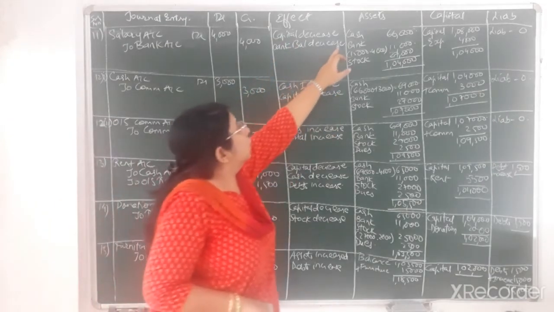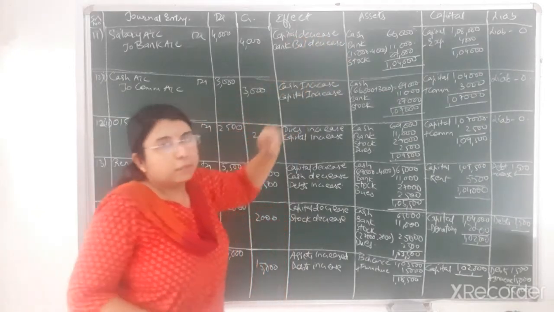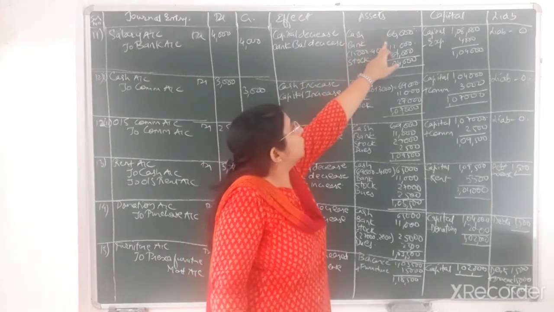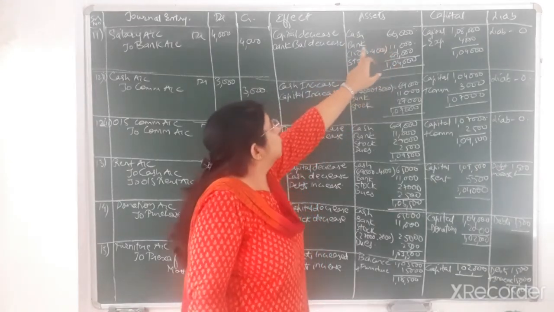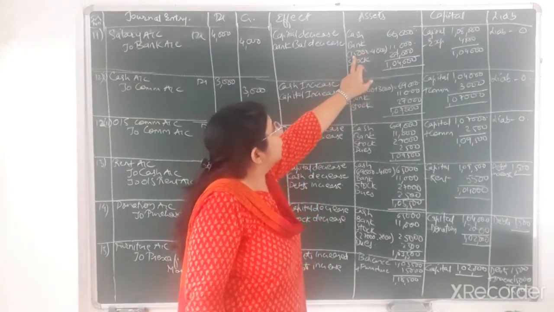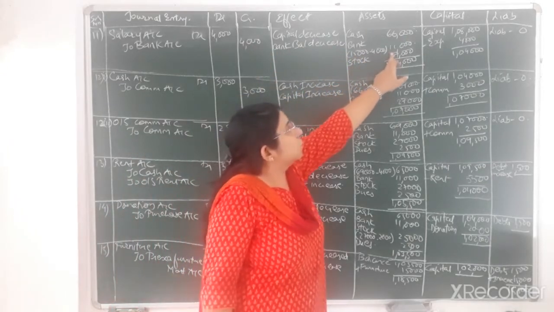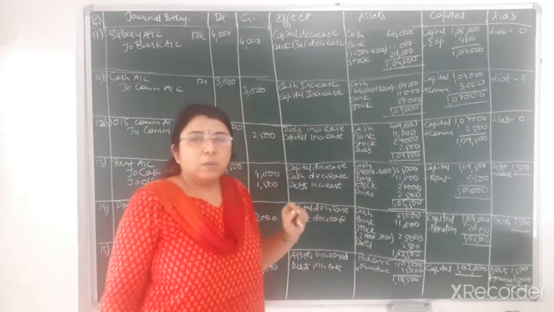So one effect would be in capital and the other effect in assets. You can see cash from the previous transaction was 66,000 as it is. Bank balance was previously 15,000, and from that the bank balance is reduced by 4,000. So 15,000 minus 4,000, the bank balance would remain 11,000.